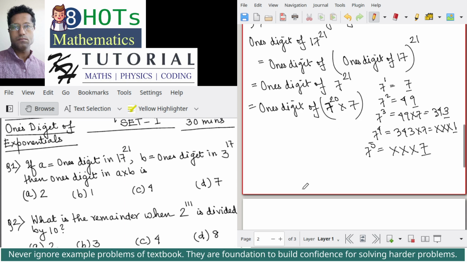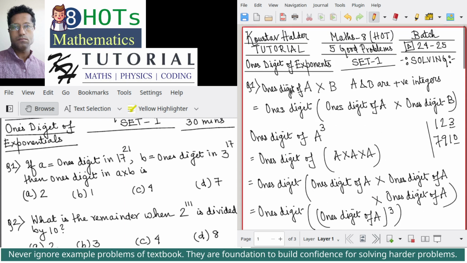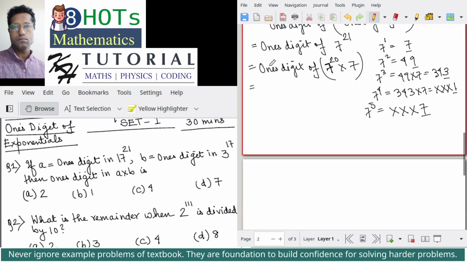Okay. Now we know. Now again, so we have this. Now what will be the ones digit of 7 to the power 21? We can always say it is the ones digit of 7 to the power 20 multiplied by 7. Now we have already seen what the ones digit of the product of two numbers a and b is. The ones digit of a multiplied by b is the ones digit of the product of the ones digit of a and b.